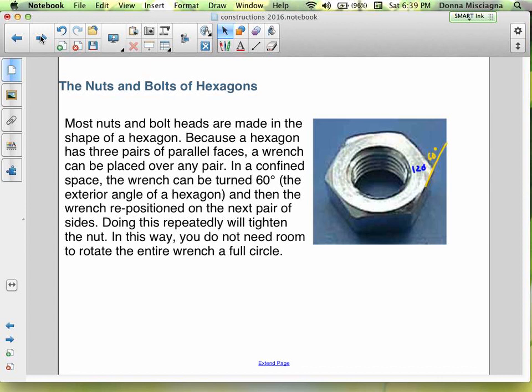Right? It wouldn't work as well with a square, right? Because you'd have to rotate 90 degrees. Here I only have to rotate 60 degrees. And the other angle, the angle in the hexagon, all of these angles in our hexagon are 120 degrees, right? Because together, those two angles make a straight angle.